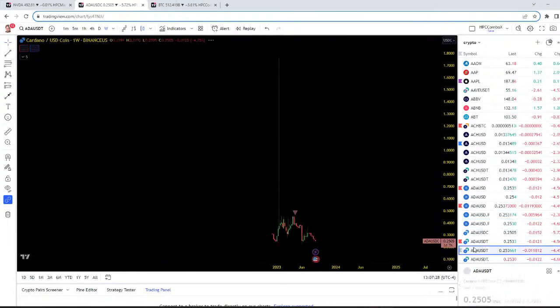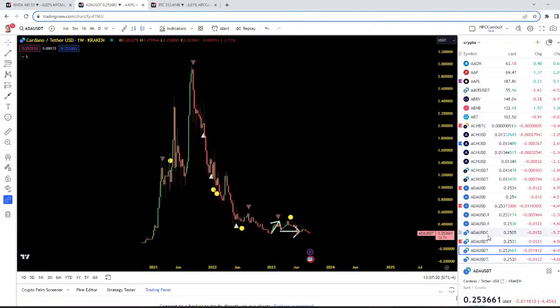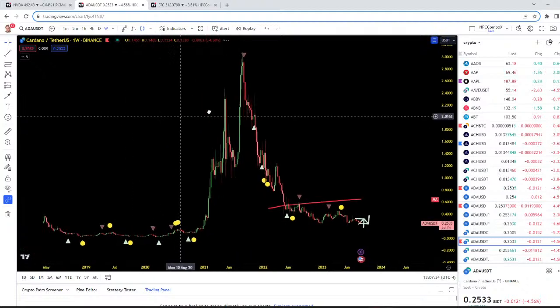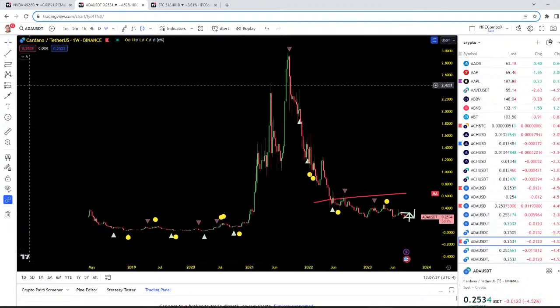I'm trying to get a longer term chart there of Cardano. Yeah, go back. 8080 USD on Binance. Yeah, there you go. Tremendous data. There it is.